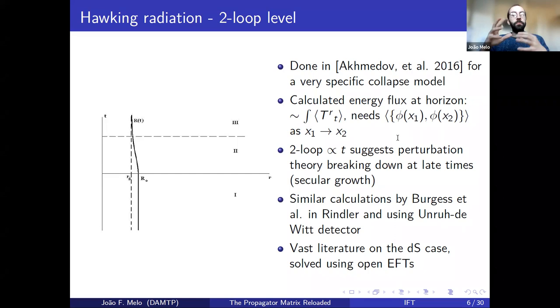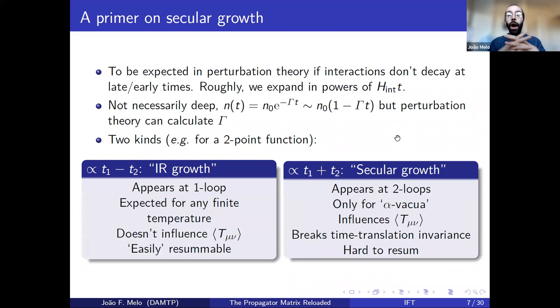So this is the starting point. Okay, we have this secular growth, and we have these other cases appear, but maybe Hawking's picture is at stake. But what is this secular growth? Why does it appear? What's the physics behind this? Roughly, we should expect this kind of behavior whenever interactions don't die off at past or future infinity.